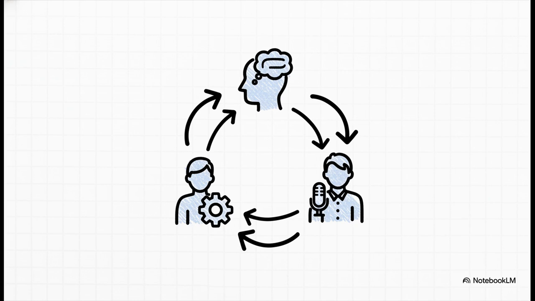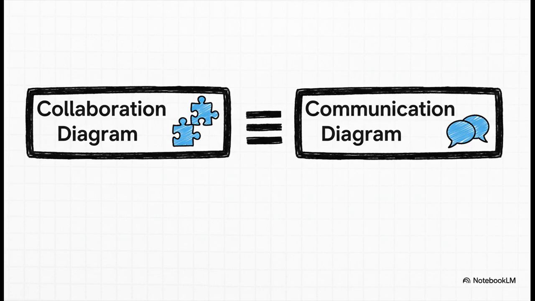So you have the participants, the pathways, and the conversation itself. Together, they give us this really clear picture of how everything works. Oh, and just a quick little heads up here. You're probably going to see these called communication diagrams out in the wild. They used to be known as collaboration diagrams, but it's the exact same idea. So if you see either name, don't worry. You know exactly what they're talking about.